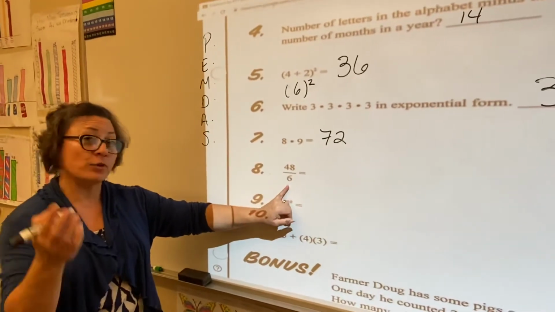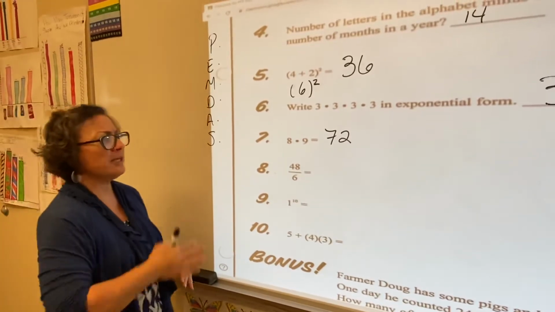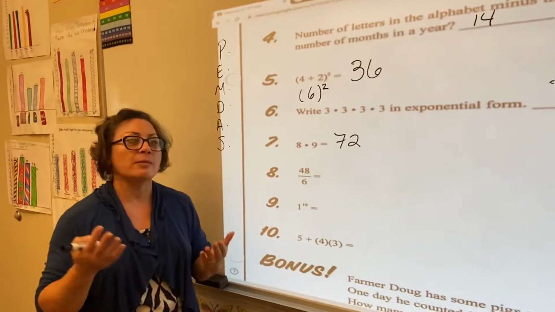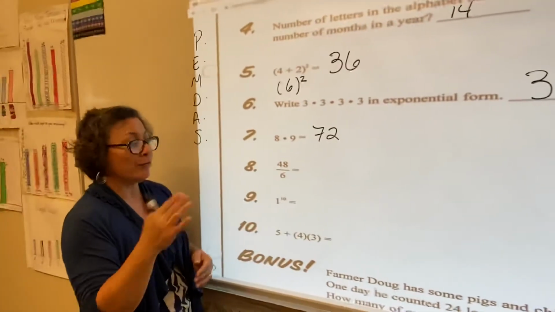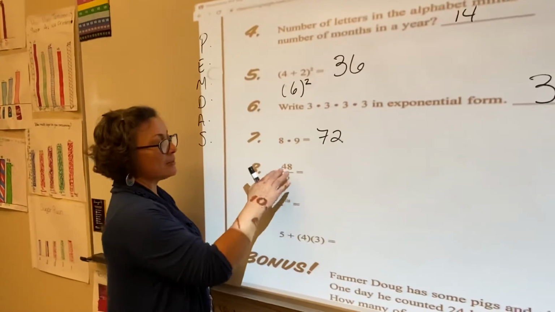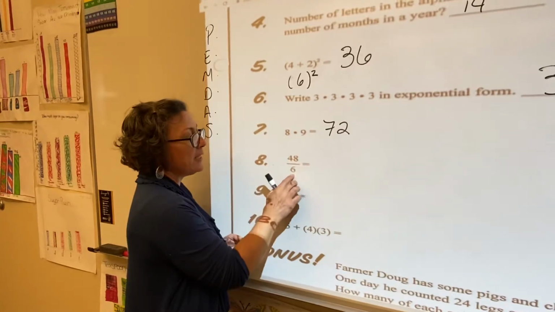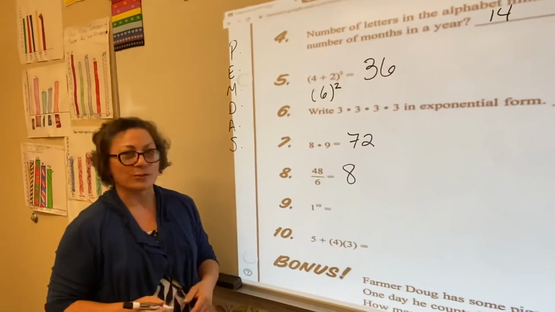48 divided by 6. For those of you who think, well, time out, this is a fraction, what are you doing? You're dividing. Well, yeah, fractions are division problems. Remember, you're going to start liking fractions once you understand that, because fractions are division problems. So 48 divided by 6 is 8, and that is your solution.